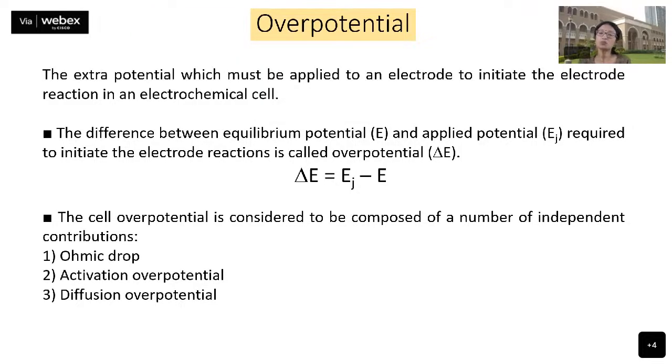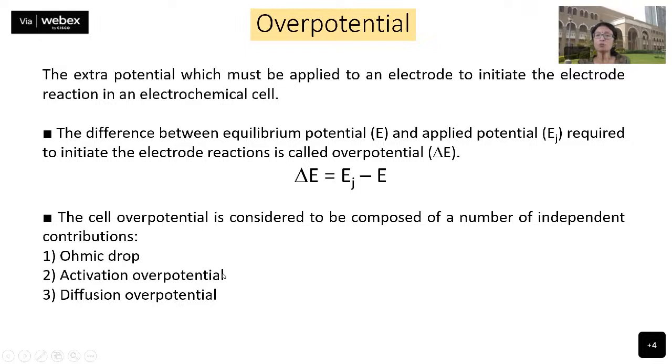So that is the reason why you will find that in an electrolytic cell, we say that E cell is there. But whenever we apply that voltage, the reaction doesn't start. We always have to apply a little more potential, a little more voltage. Why? Because that extra potential has to be applied to an electrode to initiate the electrode reaction in an electrochemical cell. So the difference between this equilibrium potential and the applied potential required to initiate that electrode reaction is known as the overpotential. So the cell overpotential is generally composed of various different factors.